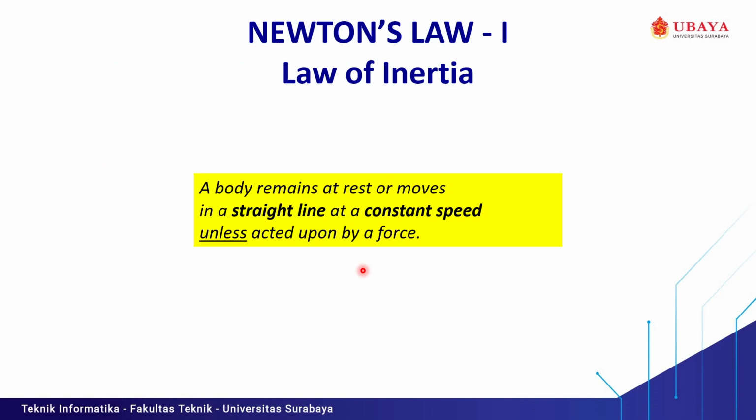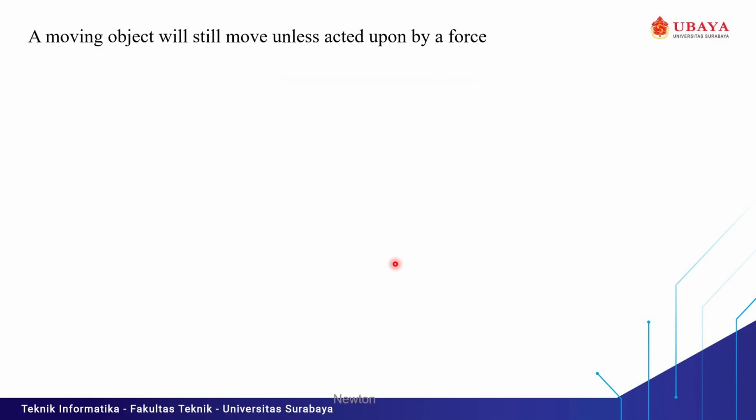It is sometimes called the law of inertia, which states that a body remains at rest or moves in a straight line at a constant speed unless acted upon by a force. So we have two keywords here: the object will move in a straight line and at a constant speed. But we must assume that there is no other force acting upon the object. When there is at least one force, this law does not apply. A moving object will keep moving unless acted upon by a force.